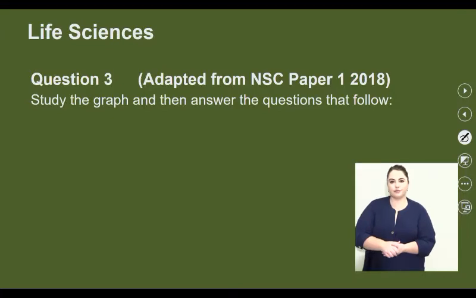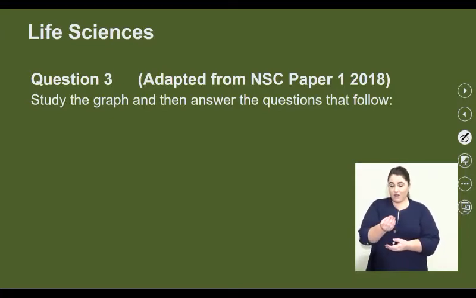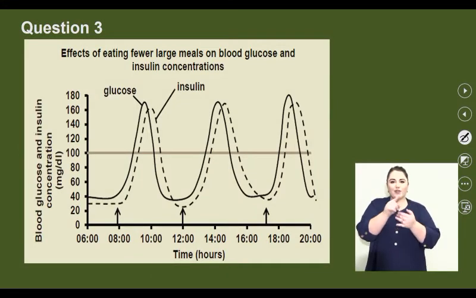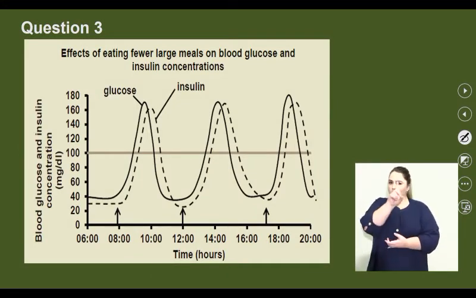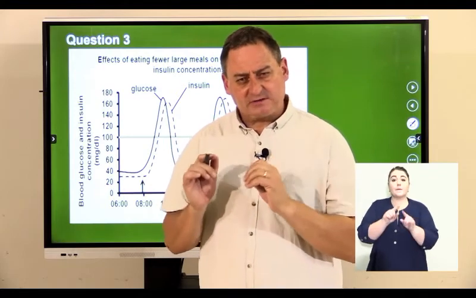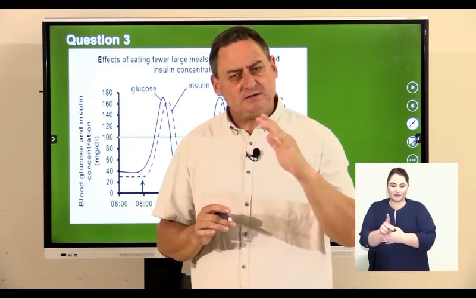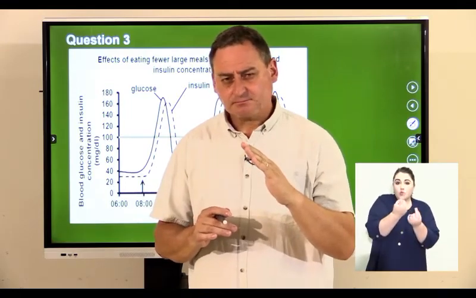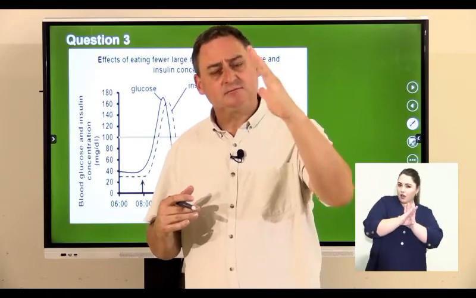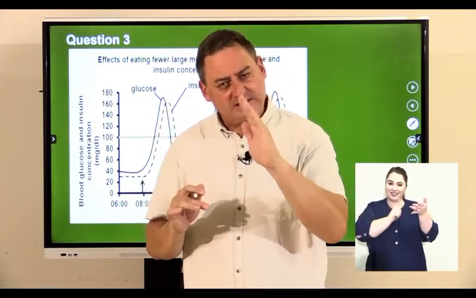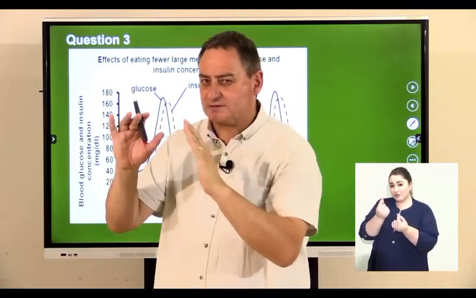And we're going to look at an example of that just now. So here we have a question that's adapted from the year 2018 from the National Senior Certificate. And let's have a look. Study the graph and then answer the questions that follow. Very nice question about, and when I show you the slide and when we discuss it, look at the trends. What is glucose doing after a meal in your blood? Is it increasing? Remember, a graph tells a story. And what is insulin doing? Spot the trends going up and down.